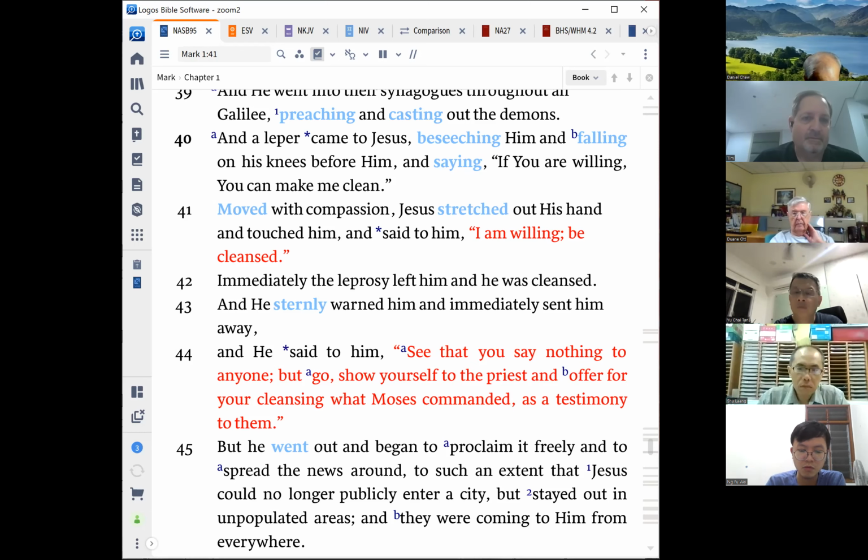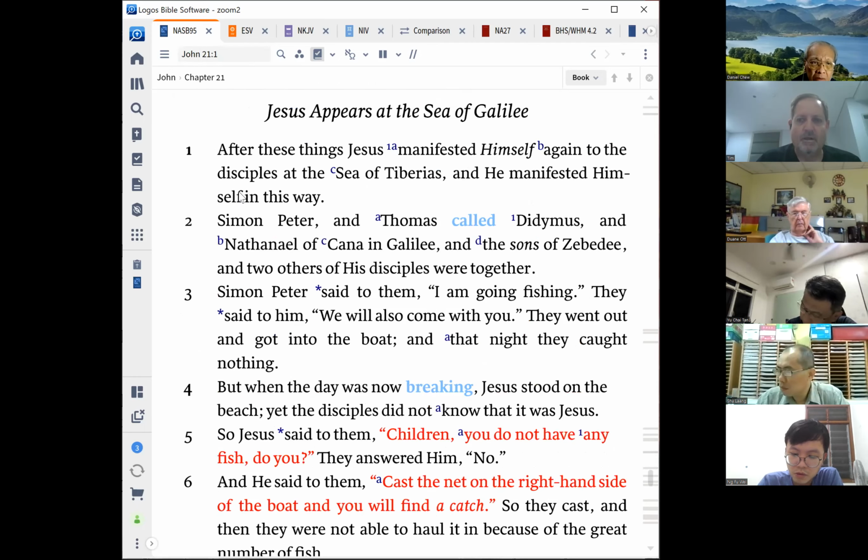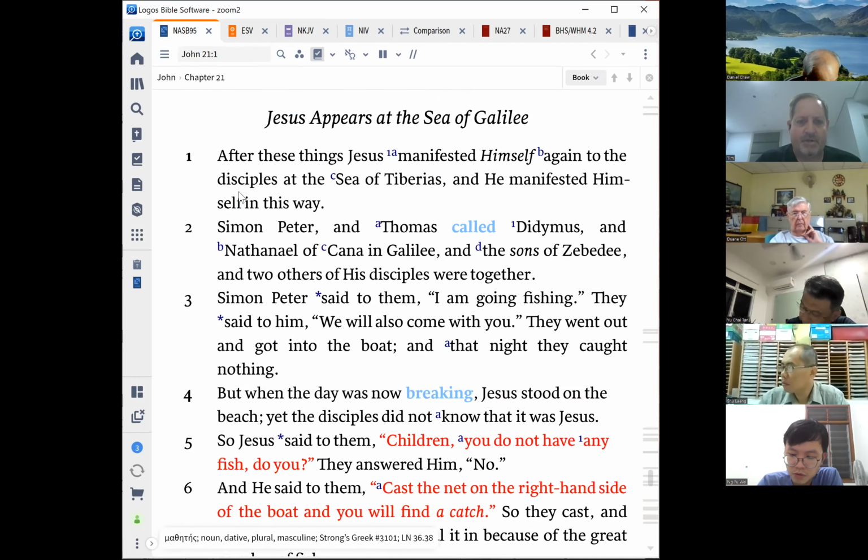Maybe one more. This is one of my favorites. In John chapter 21. Well, I guess before we do that, are there any questions or comments about that from Mark? Anybody have any other thoughts?